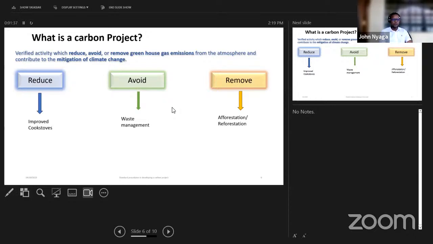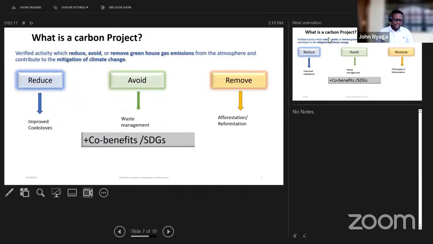You have cases where, for example, when you plant a tree, we all know that once you plant a tree, through photosynthesis, it's able to utilize the carbon dioxide and emit oxygen. So what you're doing, you're already removing the carbon dioxide that is in the environment, and therefore that is a removal kind of project. All these three aspects form what is key in a carbon project, and it defines your activities as well. If you're setting up a carbon project, you'll have to define whether you're reducing, avoiding, or removing the greenhouse gases.